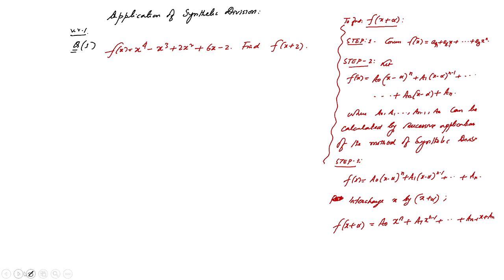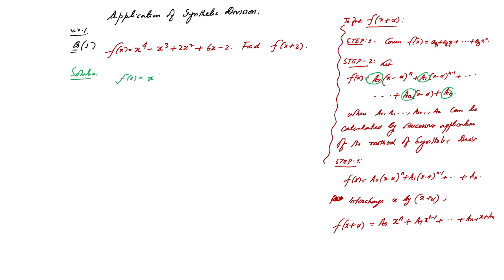Here the main thing is we need to find out a0, a1, up to an minus 1, an with the help of synthetic division. So now we can start the solution. Step 1 is we need to write f(x).